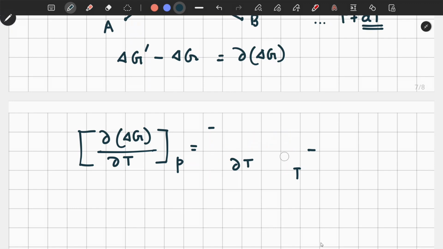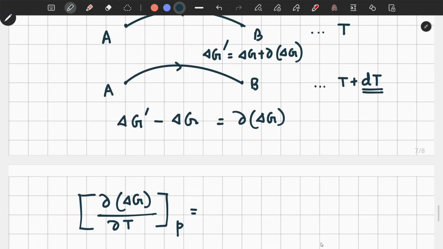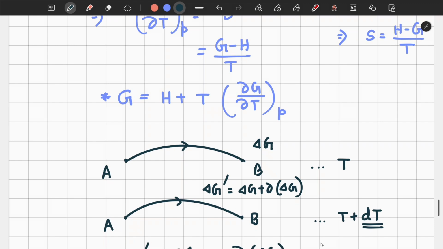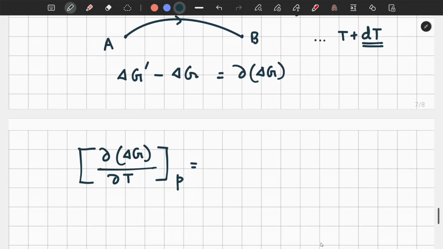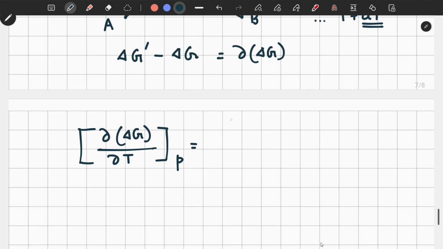Or you can do it directly. So how can we do it? Here this is for G. So delta G will be just delta H plus T into delta T. You can directly do it. But in the formal way also, it will be minus delta S, it will not be minus delta S, just delta S.